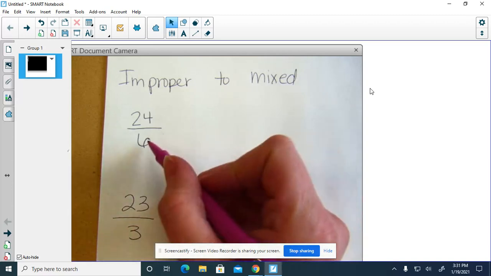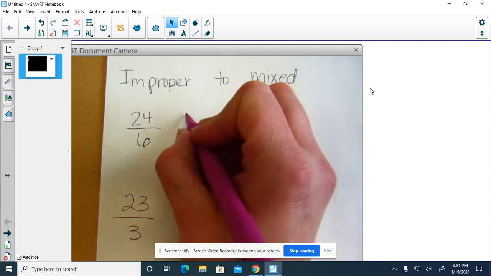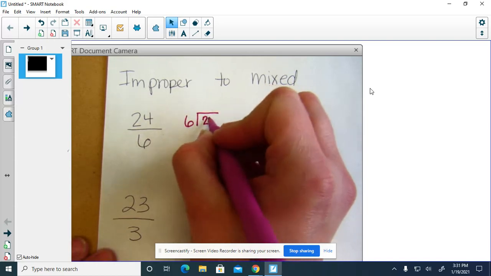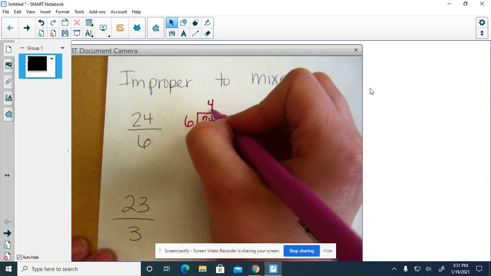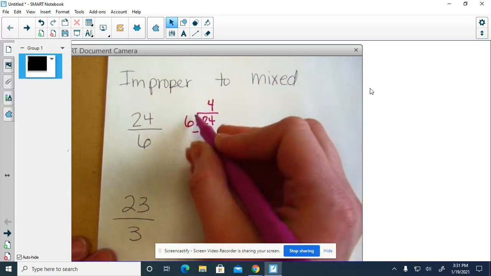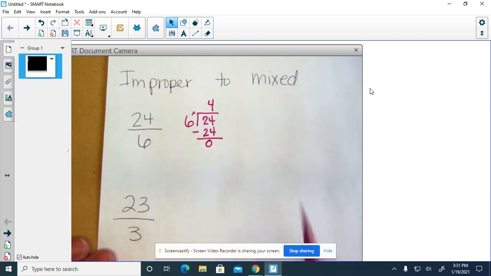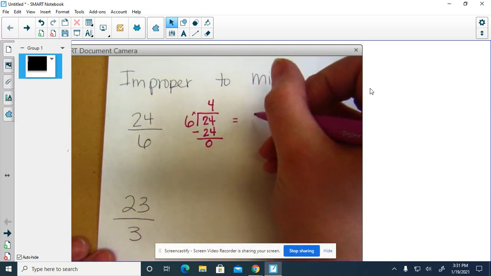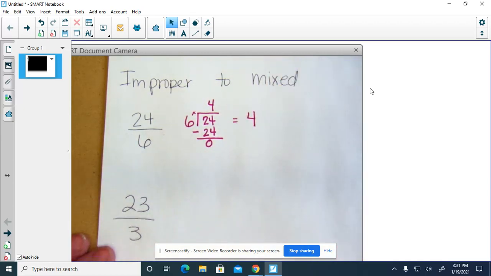How you do that is you see how many times your denominator goes into your numerator. So working this one, I have a 6. I'm going to put 24 in the house. 6 goes into 24, 4 whole times. So 6 times 4 is 24, so we're going to subtract that off, which gives you a remainder of 0. So 24 sixths is actually 4 wholes. Okay.